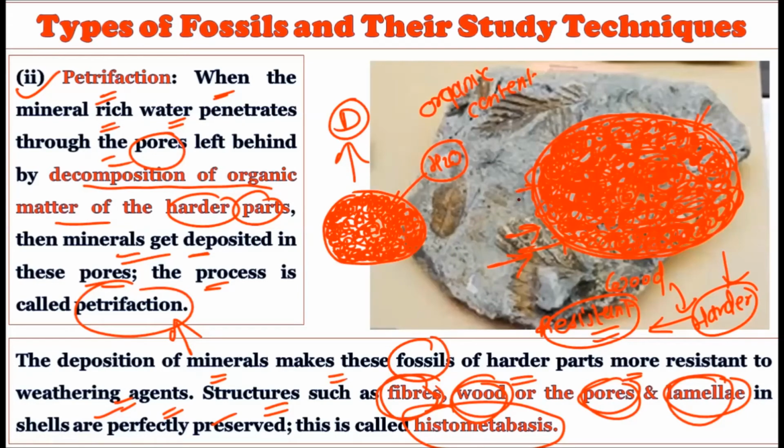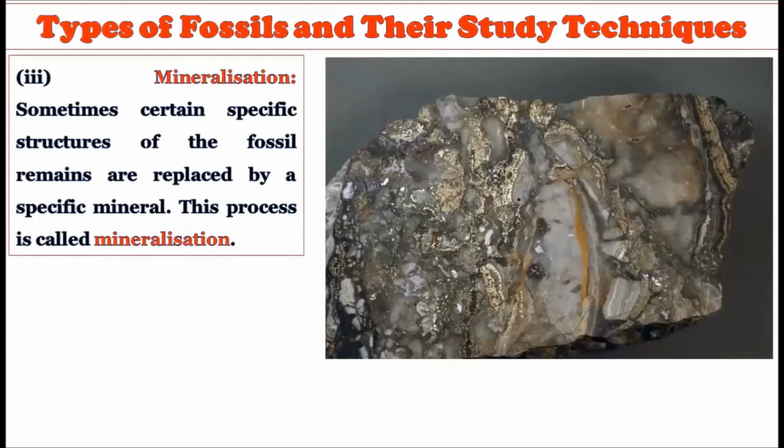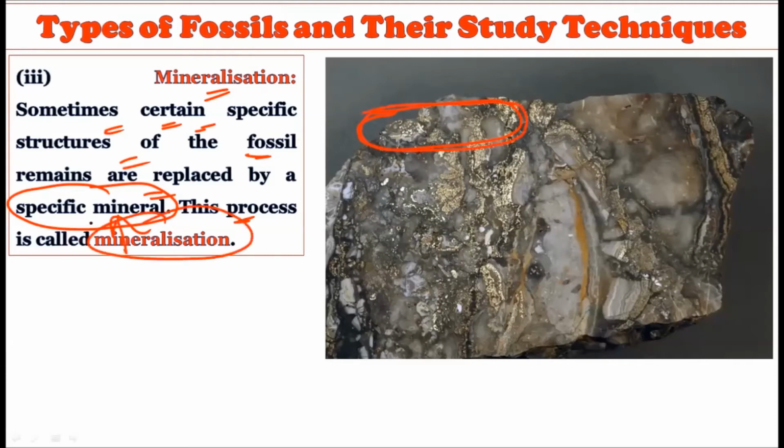Now see, the third process in which the fossil gets altered is called mineralization. What happens in mineralization? Sometimes certain specific structures of the fossil remains get replaced by a specific mineral. That is, there is a fossilized structure, but a certain part of it or the whole structure gets replaced with a specific mineral, and this process is called mineralization.